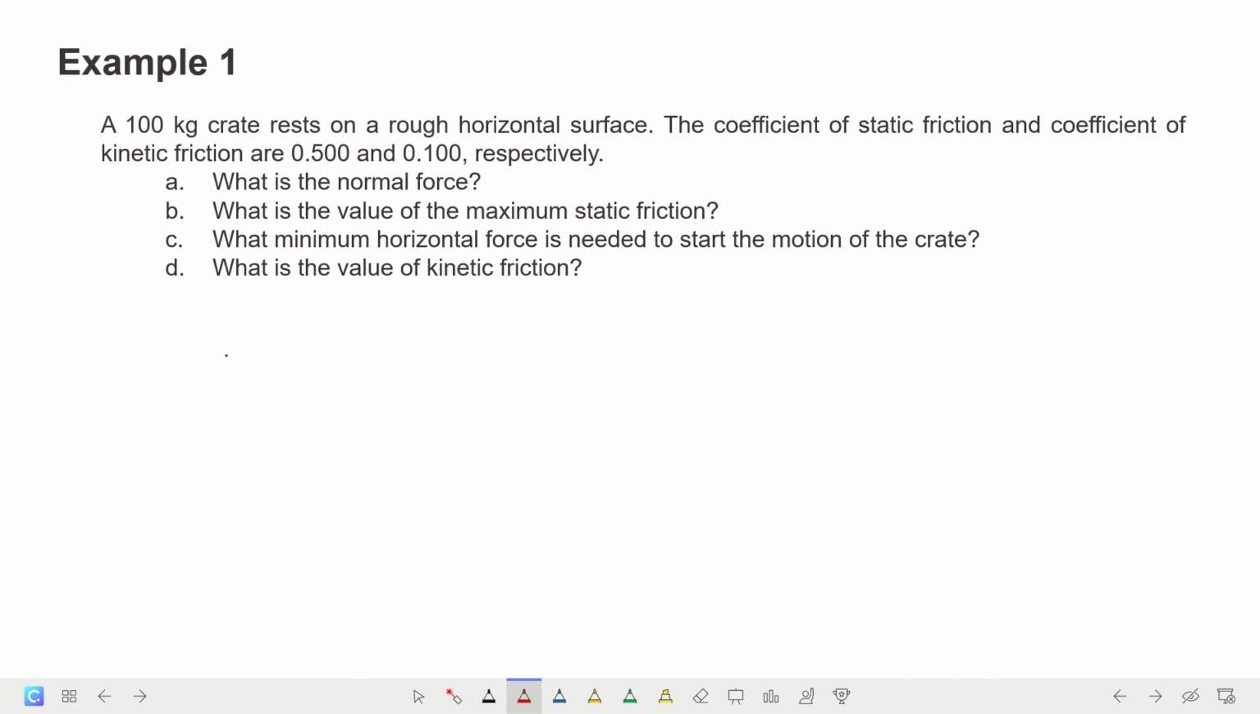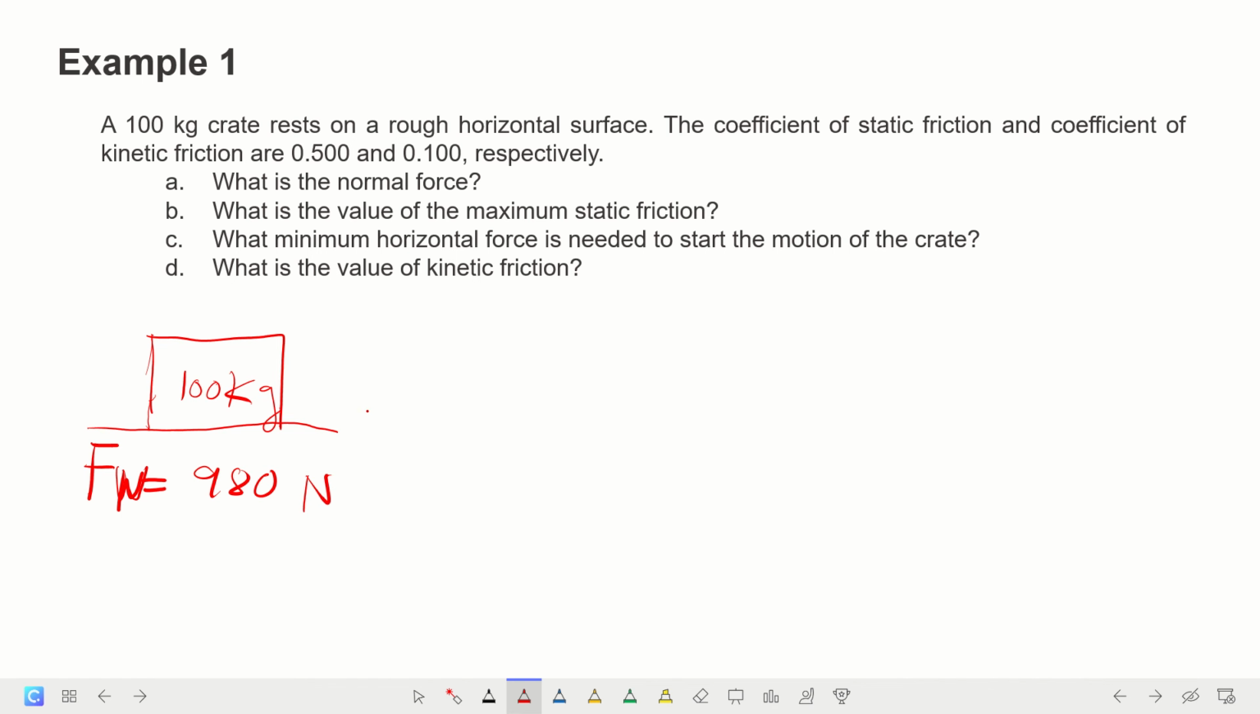So, again, i-drawing ulit natin dito yung ating, ang tawag dito, object. So, yung object natin is 100 kilogram. And we know that the weight of this object, the normal force experienced by this object, is equal to 980 Newton.